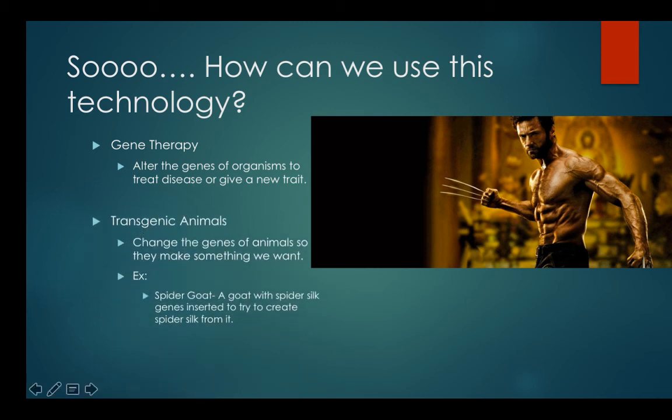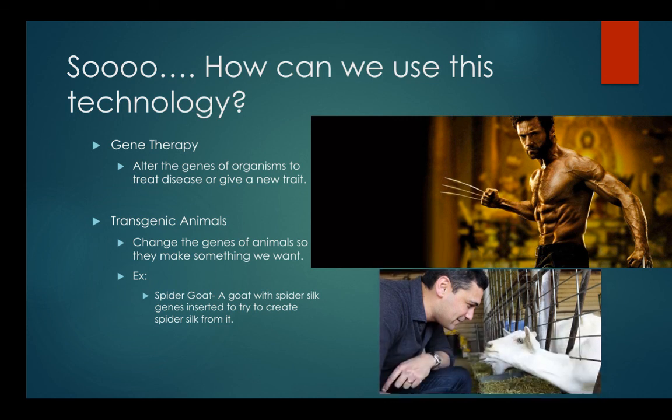Another type of situation is called transgenic animals. This is when we give genes to animals and have them make something we want. A good example here is this guy right here. Basically, we've taken goats and put a gene inside them that makes spider silk. Spider silk is super, super strong, so it would make a great product for clothes and for rope if you can find a way to make it in large amounts. So they're trying to put spider silk genes inside goats to get goats to make spider silk. Yes, it's creepy, but yes, it could work too. We call this a transgenic animal because we modified the animal to do something different.